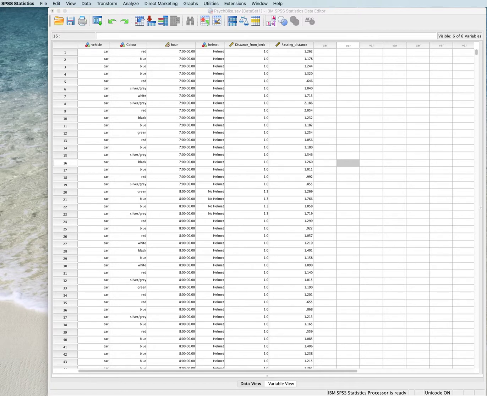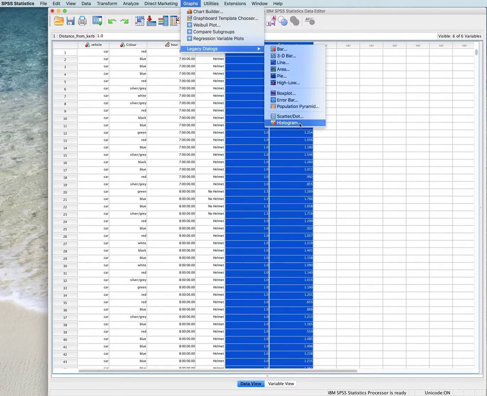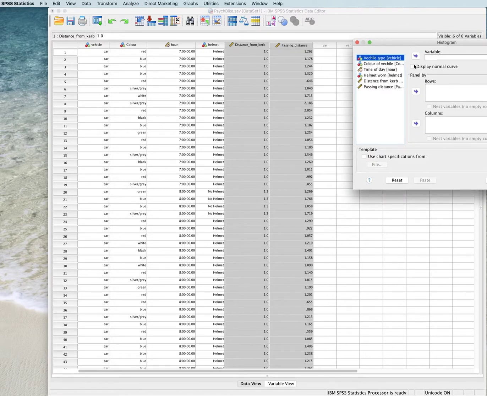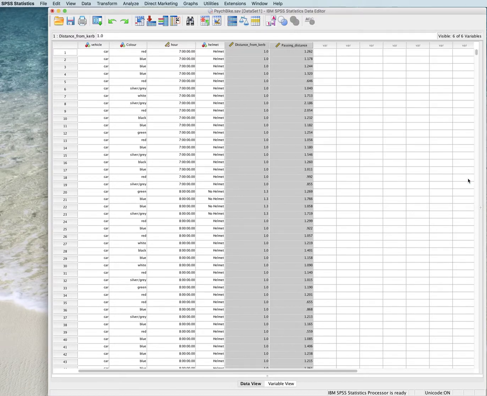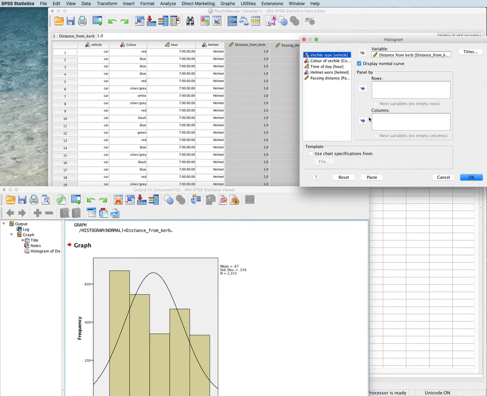So here we have the CycBike data set, which looks at a cyclist's distance from the curb, whether or not they were wearing a helmet, the passing distance of cars and the vehicles that passed them, and the time of day that they travelled. So the first thing I'm going to do is look again at this simple histogram, which we can use from the graphing function, and explore the distribution for the two main variables, which is distance from curb and also passing distance.